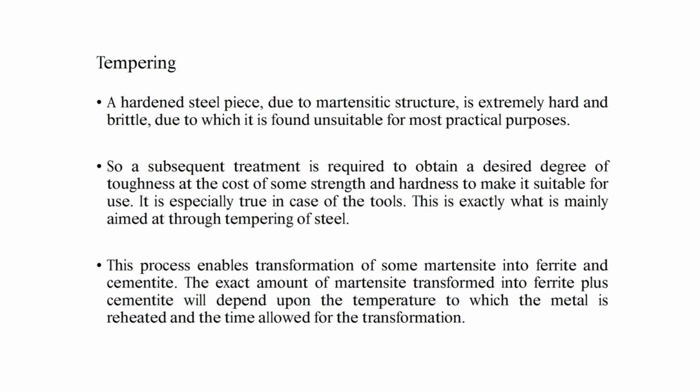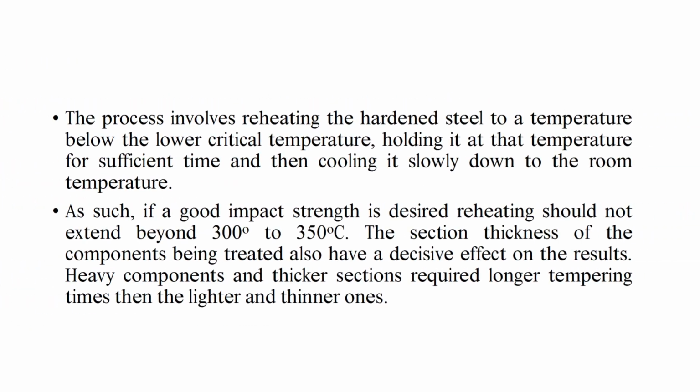This brings us to tempering. A subsequent treatment is needed to obtain a desired degree of toughness, at the cost of some strength and hardness, to make it suitable for use, especially for tools. This process enables the transformation of some martensite into ferrite and cementite. The exact amount transformed depends on the reheating temperature and the time allowed. The tempering process involves reheating the hardened steel to a temperature below the lower critical temperature, holding it there for sufficient time and then cooling it slowly to room temperature.